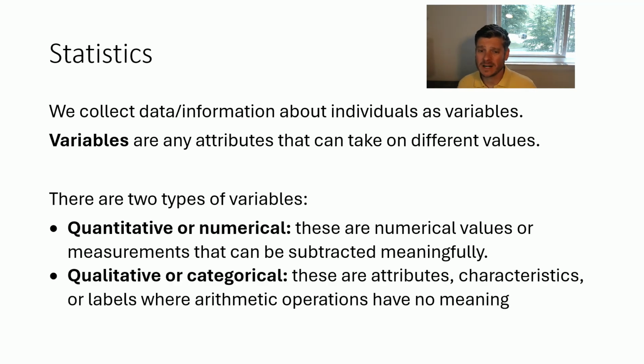Then our other type of variable is our qualitative or categorical variable. And these are typically attributes or characteristics or labels, and it's where arithmetic really doesn't have any particular meaning. So for example, let's say we're talking about someone's favorite color, right? I can't really subtract green and blue in a meaningful way. So that has to be a categorical type variable, right? The answers only fit into categories, or again, we call that qualitative.